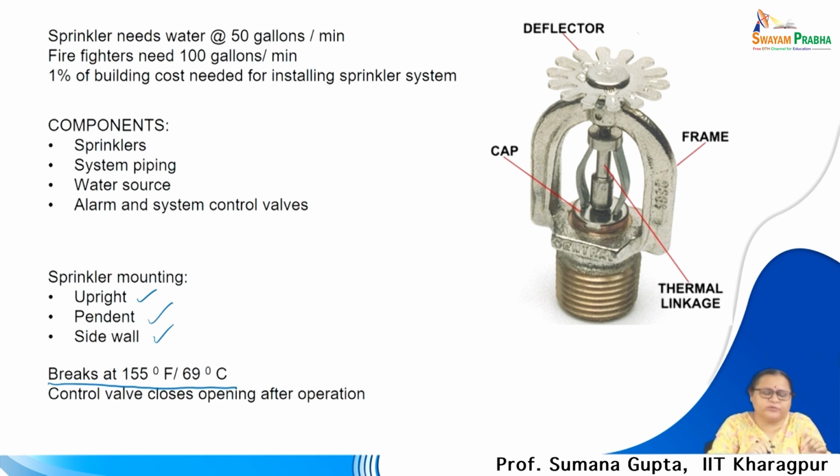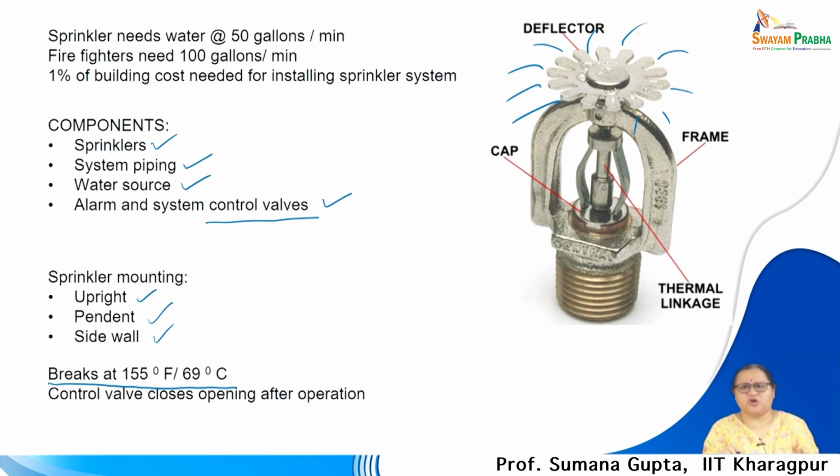So, what are the components? It is again the system piping, water source, sprinkler, and the alarm which actually controls that valve. And that is the thermal linkage which I am talking of, which breaks and allows the water to flow through the nozzle in different directions. From these nozzles the water jet flows and stops the fire. In our cases, mostly because it is in the ceiling, they are all pendant, that is, hanging upside down.